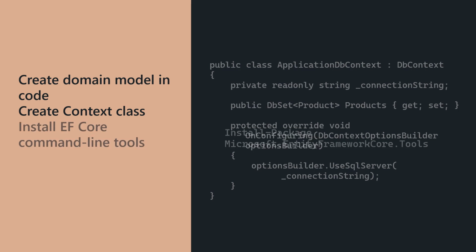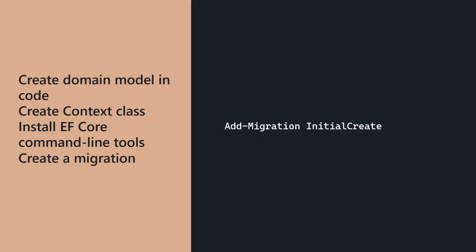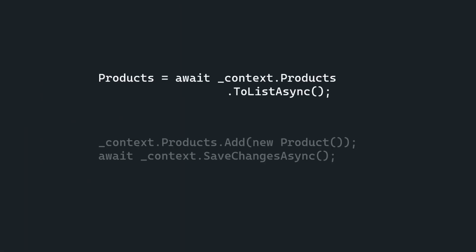Next, you'll need to install the EF Core command line tools in order to add migrations and create your database. Then you'll need to add a migration with the add migration command and then create your database with the update database command. You can query data using LINQ and save data back to the database by modifying the DbSet and calling the SaveChanges method.